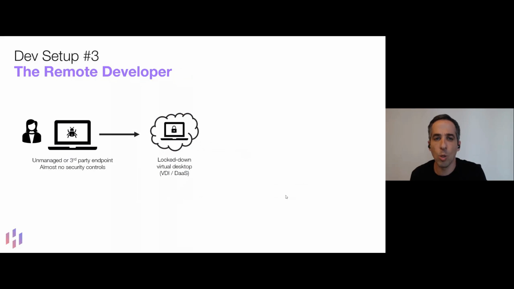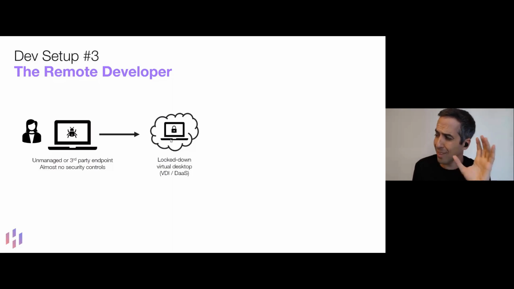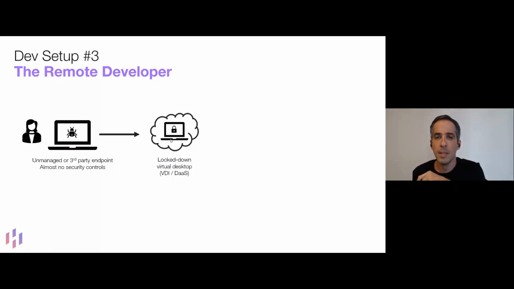A third is what I call the remote developer. This is typically for contractors, outsourced development groups, and so on, consultants. And there, the way it works is that the developer doesn't really use their own device to do the corporate development, but rather uses a remote desktop sitting on virtual desktop infrastructure, VDI, or desktop as a service, DaaS solution, where they have a lockdown Windows desktop, typically they use to do the development on. And locally, they use for anything else, for their personal needs or for the third-party access.